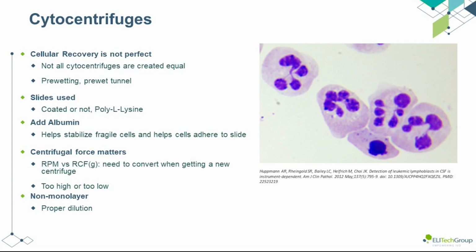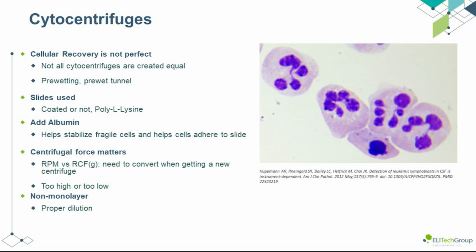One thing we've noticed is that not all cytocentrifuges are equal in their cellular recovery. One independent study using ELITech's CytoPro cytocentrifuge showed a 5 to 9-fold increase in the number of cells on a slide. Another way to improve cellular recovery is to load a pre-wet tunnel or chamber with buffer, which allows this to be the first liquid pulled into the absorbent pad instead of your sample. Furthermore, I'd strongly suggest using slides coated with poly-L-lysine, which is a charged chemical that helps cells bind to the slide. For some samples, albumin can be added to help with cellular recovery and stabilizing fragile cells.